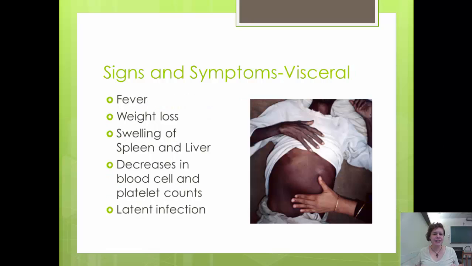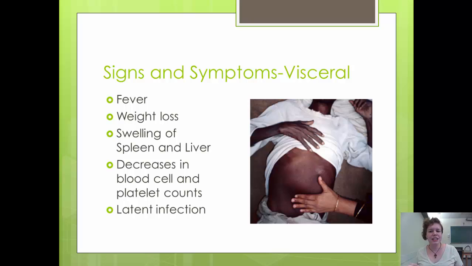So next is the visceral form, which is considered one of the most dangerous forms. It's generally characterized by an infection of the spleen, liver, and or bone marrow. You can also see fever, weight loss, swelling of the spleen and liver, and also anemia, leukopenia, and thrombocytopenia, which respectively are decreases in counts of the red blood cells, white blood cells, and platelets.